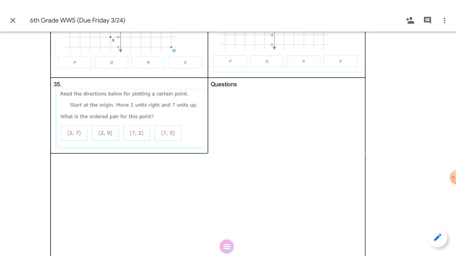Now, notice after number 35, it says questions. Raise your hand if you remember every word that came out of my mouth all year long. Okay, so as you're working, some of these skills are fairly old. If you get to number 10 and you're like, I don't remember how to do that, under questions, write down number 10, because each day, that's going to be my first question. Are there any questions on the weekly worksheet? Now, I will not work number 10, but I will work some problems very similar to number 10 to refresh your memory.